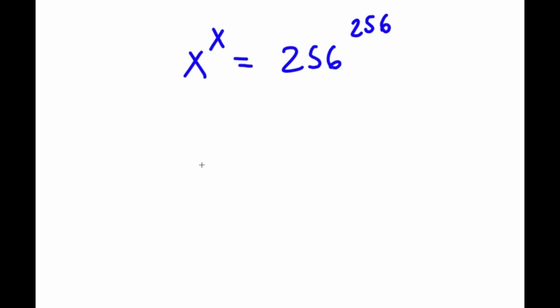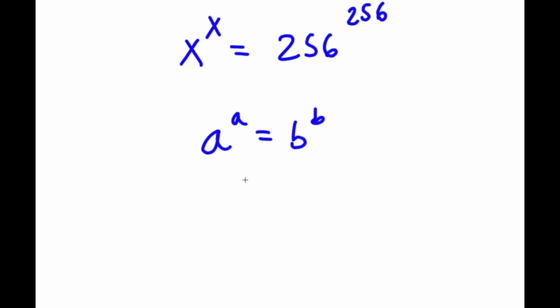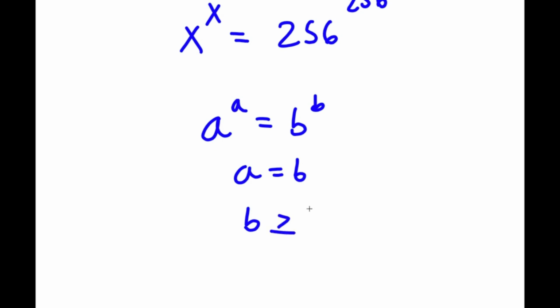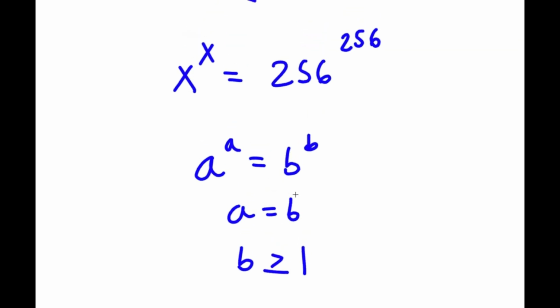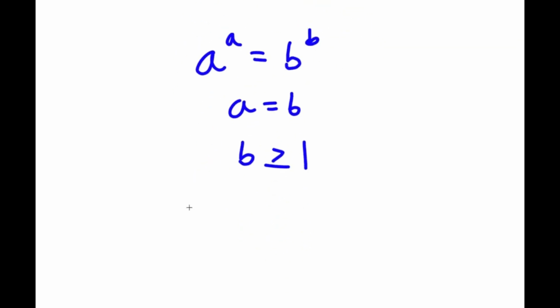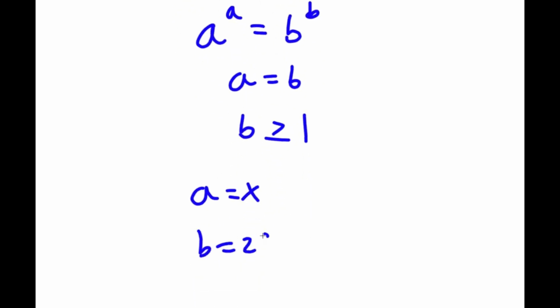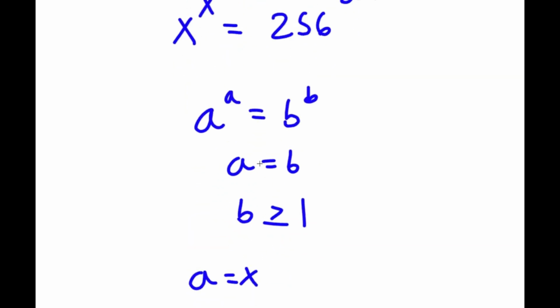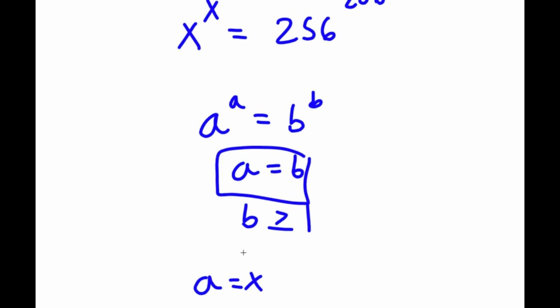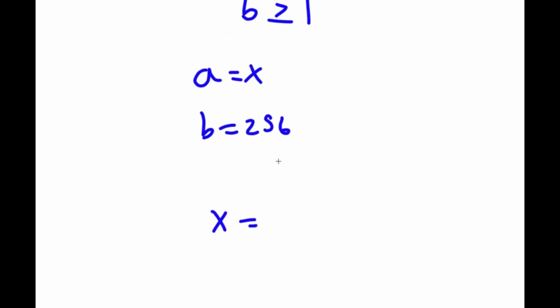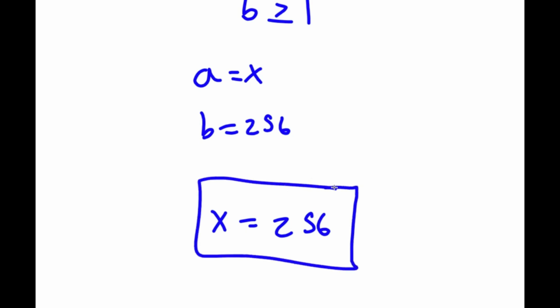Now, if I have something in the form a to the power of a is equal to b to the power of b, then this means that a is equal to b. However, this is only true if b is greater than or equal to 1. So in this case, as you can see, a would be x and b would be 256. And is 256 greater than or equal to 1? Yes, it is. Meaning, we can write this in the form a equals b. So x is equal to 256. So this is my answer.